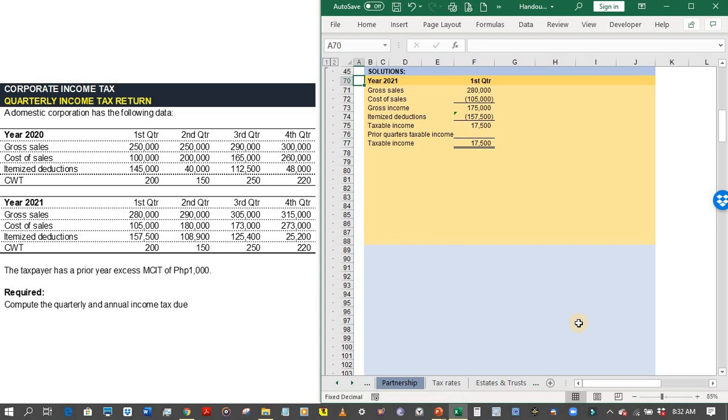Then now let us proceed to the second quarter. For the second quarter, the gross sales is 290,000 pesos. Again, this amount is non-cumulative. Then cost of sales is 180.